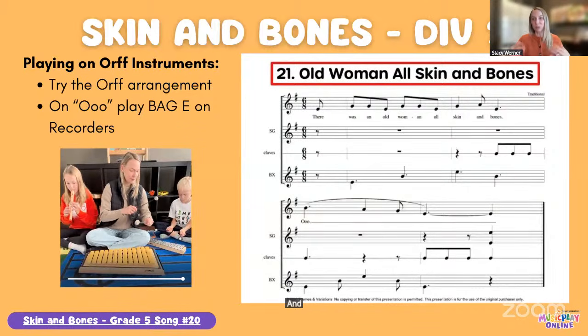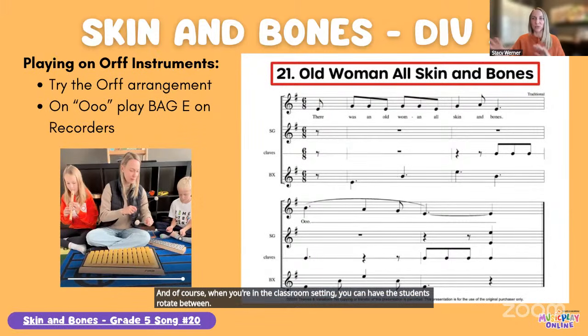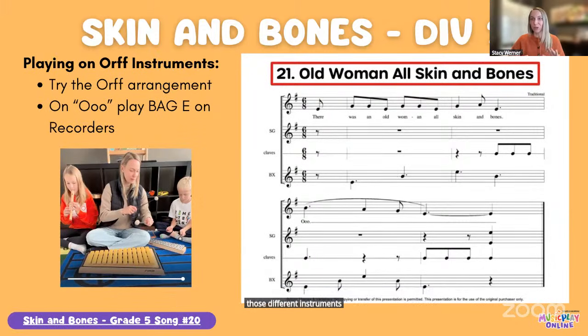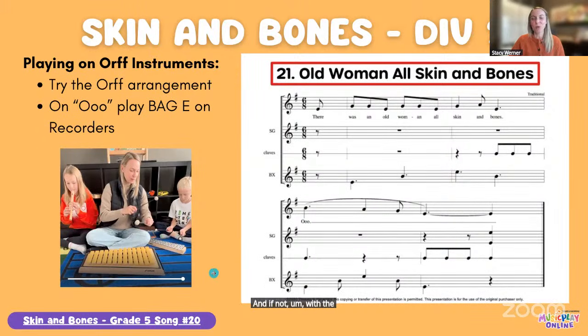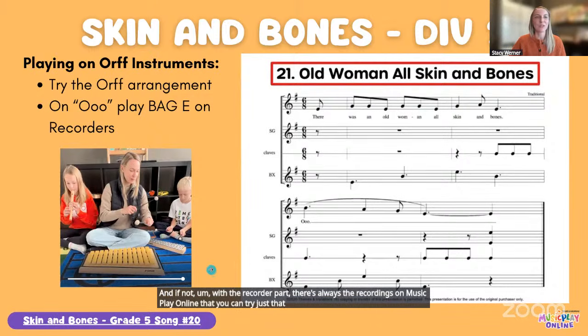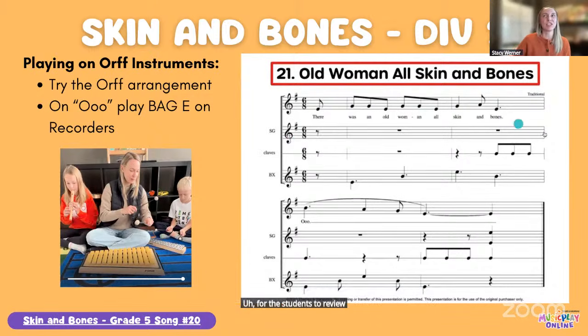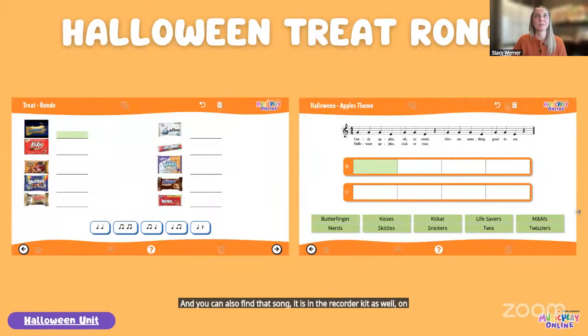And of course, when you're in the classroom setting, you can have the students rotate between those different instruments if you have them available for you in your classroom. And if not, with the recorder part, there's always the recordings on Musicplay Online that you can try just that pattern with for the students to review their B, A, G, and E. And you can also find that song in the recorder kit as well on Musicplay.